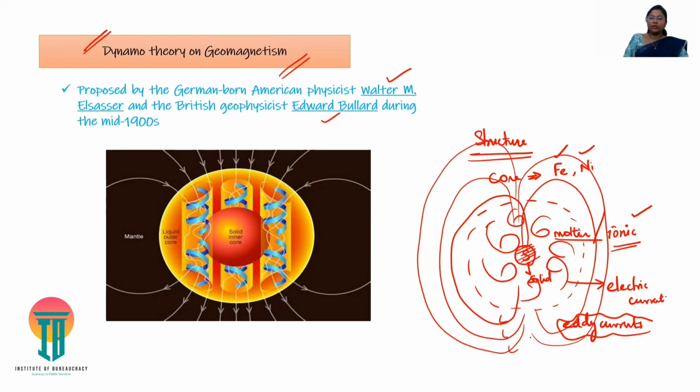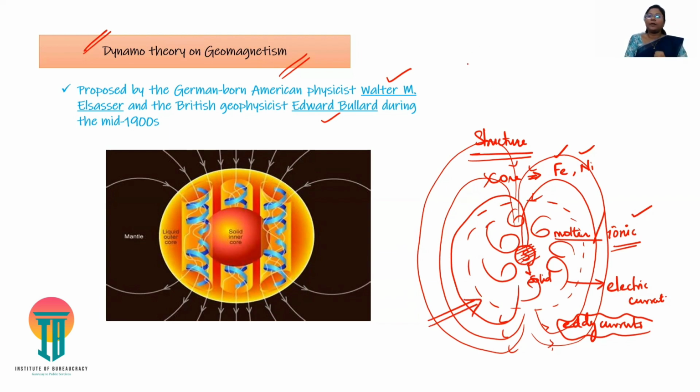This will induce the magnetic field because of the outer core, which is in the molten state, and in the molten state the rocks are in ionic state, or they are free to move. When electrons move, they generate electricity. So the eddy currents would create or induce magnetic property in this particular core.